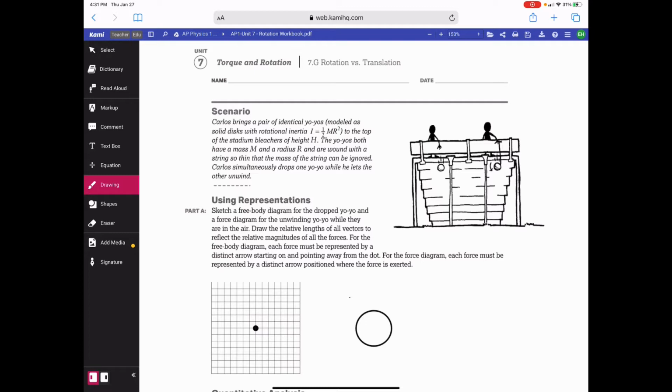Using representations, part A. Sketch a free body diagram for the dropped yo-yo and a force diagram for the unwinding yo-yo while they are in the air. Draw all relative lengths of all vectors to reflect relative magnitudes of all forces. For the free body diagram, each force must be represented by a distinct arrow on and pointing away from the dot. For the force diagram, each force must be represented by a distinct arrow positioned where the force is exerted.